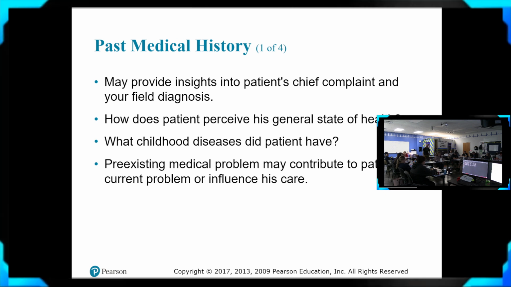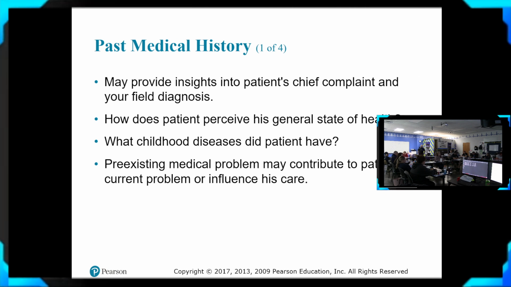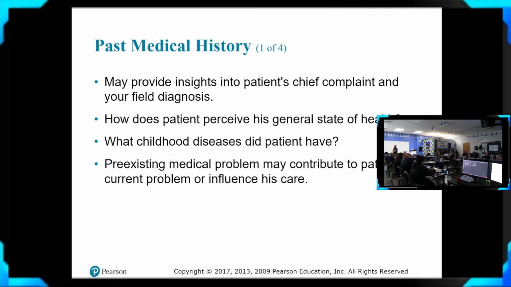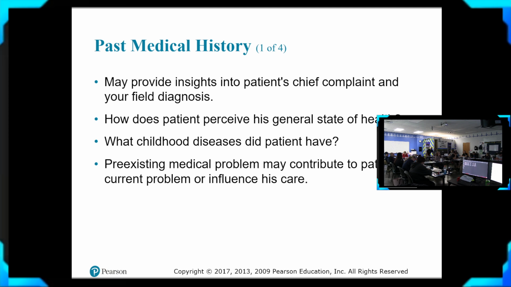Past medical history can help provide some insight or foresight into the patient's condition to go with your differential diagnosis and your field interpretation. How does the patient perceive his general state of health? Most people don't answer that honestly, but it's a good question to ask. Do they have any diseases as a child? Are there any family history diseases? And what pre-existing medical conditions do you have?